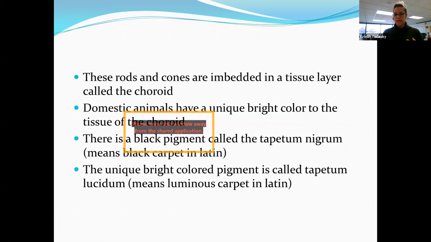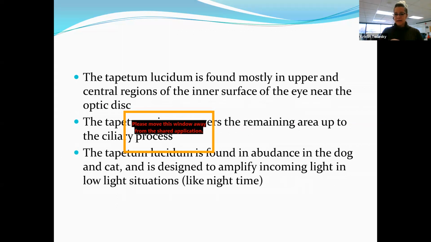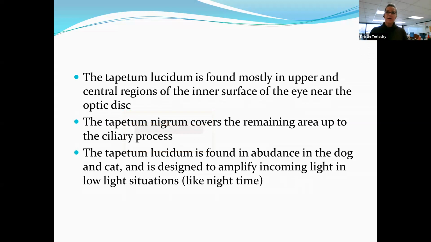So you have to remember those two terms: tapetum nigrum, tapetum lucidum. Nigrum means black carpet, and lucidum means luminous carpet. Luminous means bright and vibrant, so you have to remember them that way. The tapetum lucidum is found mostly in the upper central regions of the inner surface of the eye. It's also found a lot more than in us in the dog and cat. It's designed to amplify incoming light when it gets really low, like nighttime, especially in cats, because cats are nocturnal and out hunting at night.